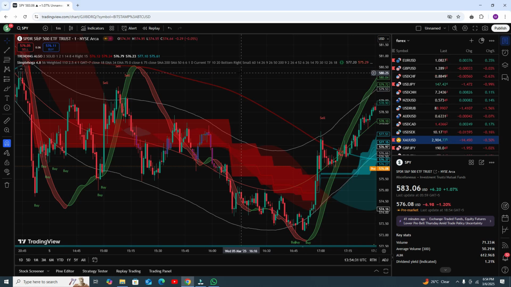Hopefully you're fine. This is the best setup and you will get accuracy around 100%. In this setup I will show you two types of signals: the strong signal and the weak signal. The strong signal's accuracy is around 100% and the weak signal's accuracy is more than 70%.